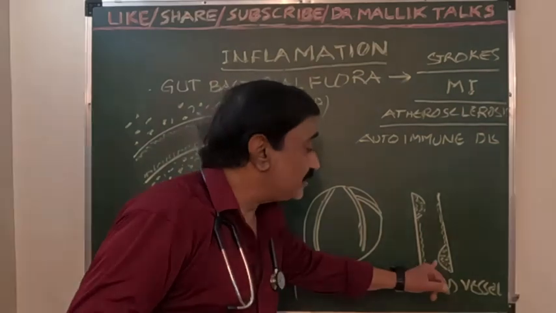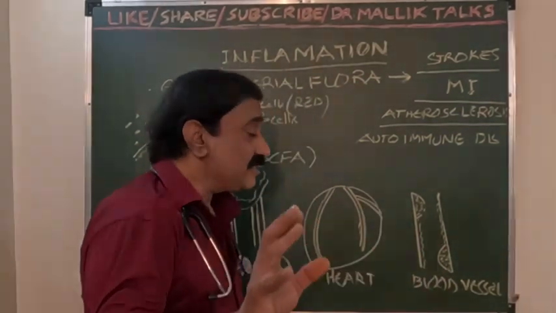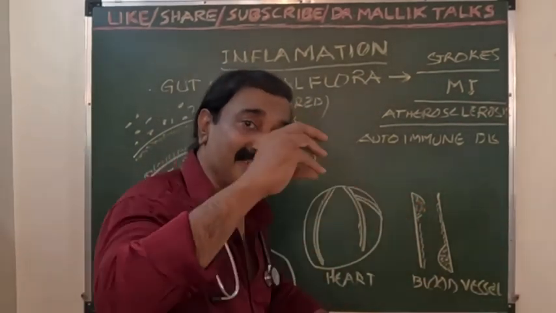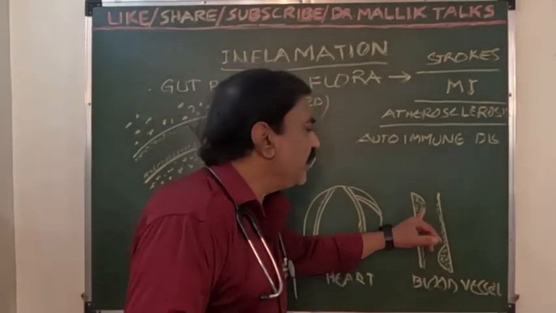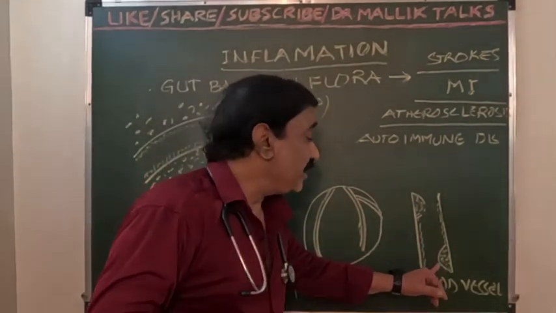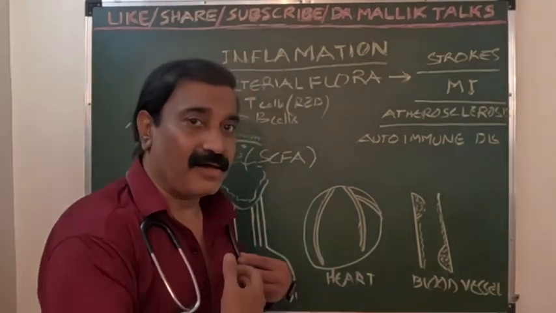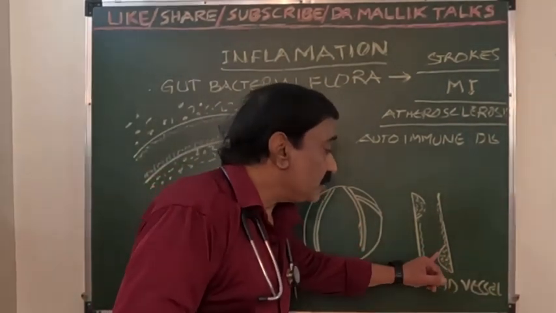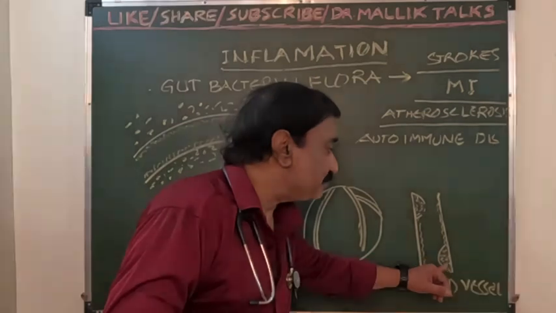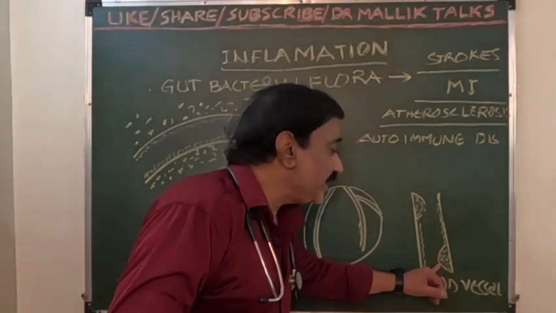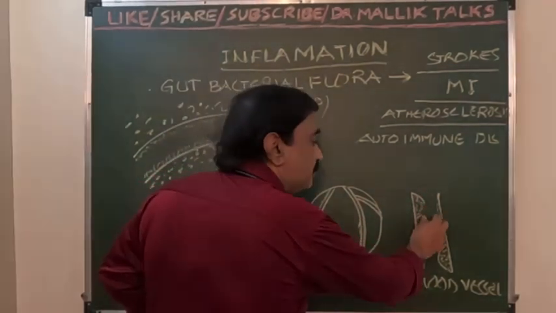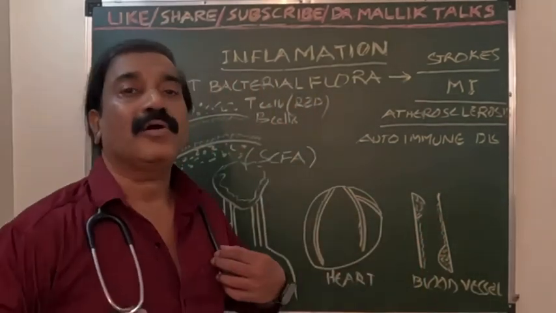As long as this plaque is soft, it is okay. Once this plaque becomes hard and some calcium also gets deposited inside, it becomes very hard, and anytime it can rupture. Soft plaques are okay, but hard plaques with calcium, that's why we do a calcium score for the heart and all. If the plaque becomes hard with calcium, any time it can rupture, and there will be some blood clot formation here, and because blood is flowing, there can be a total blockage of the blood vessel.